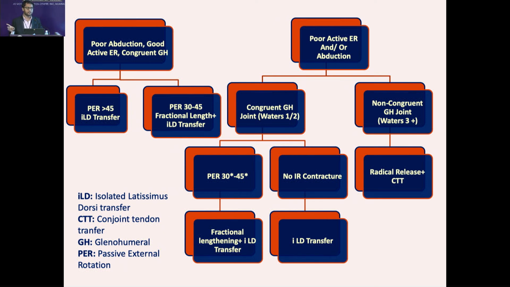When there is poor external rotation active, with or without abduction limitation, we next look at the glenohumeral joint radiologically. If it's non-congruent, we recommend a radical anterior release with a conjoint tendon transfer. When it's congruent, we look at the external rotation range. If it's between 30 to 45, we recommend a fractional lengthening with an isolated latissimus dorsi transfer. When there is no internal rotation contracture, only a latissimus dorsi transfer is recommended.